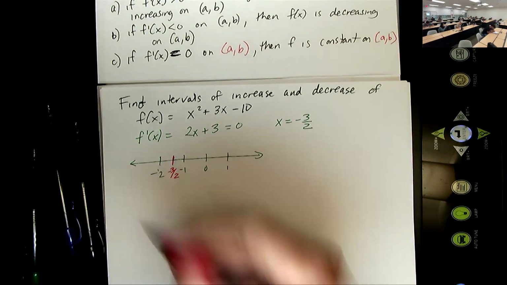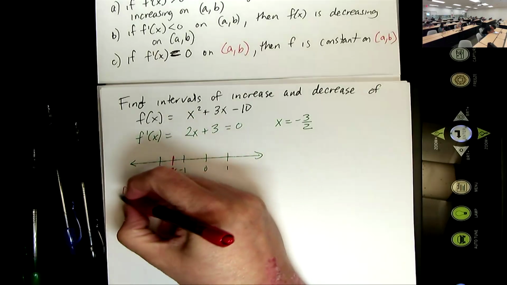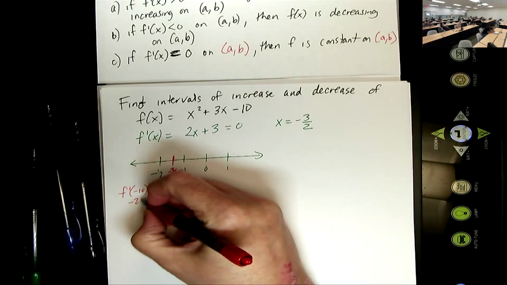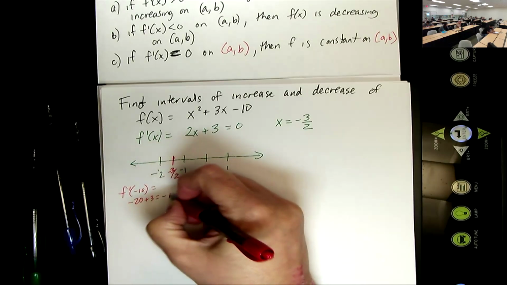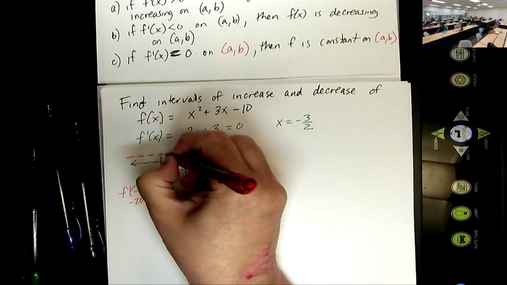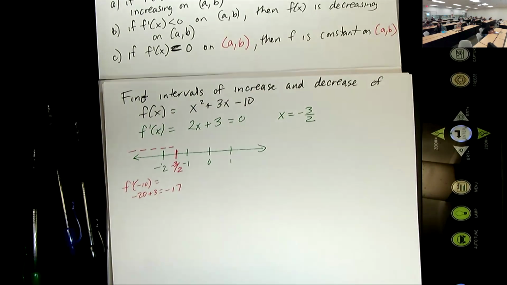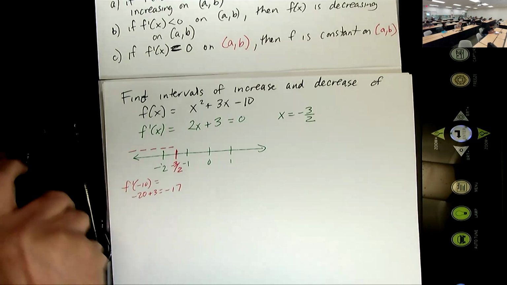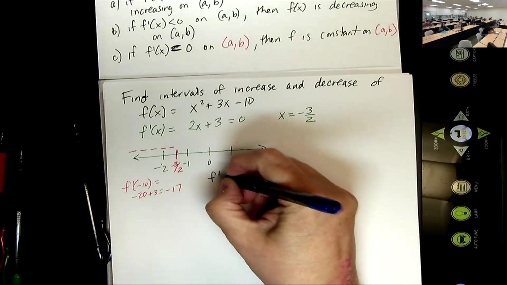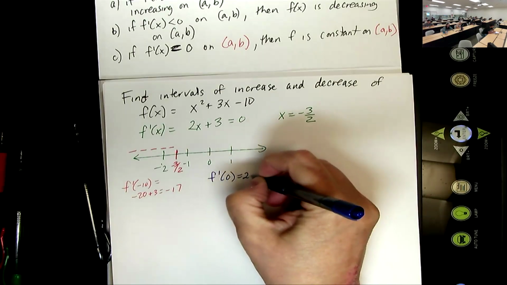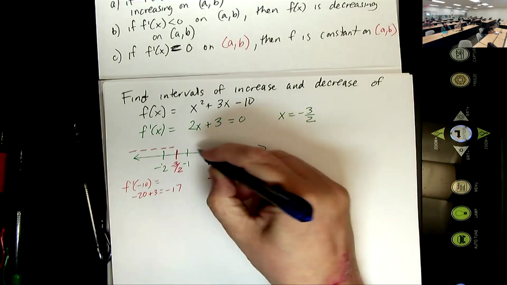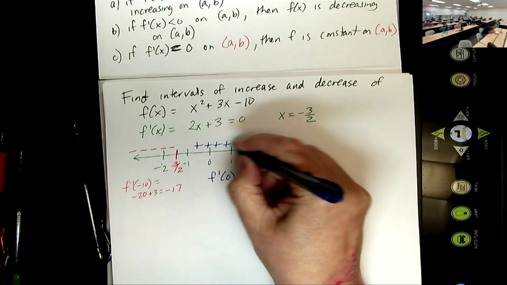So if I check points next to it, like if I plug in f prime of -10, I'm gonna get -20 plus 3 is -17. The slope is negative over here. And if I plug in, ooh, 0 is an easy one to plug in, f prime of 0, 2 times 0 plus 3 equals 3, which is positive. It's gonna be positive over here.